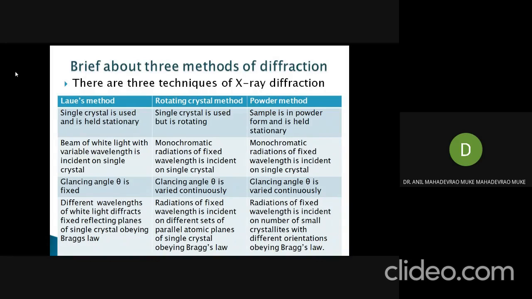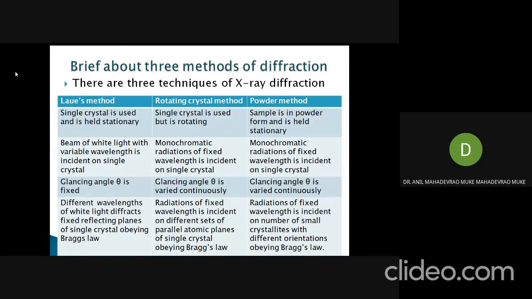But the difference is that when we are using the Laue method, the single crystal is used and is held stationary. Means you don't have to rotate, means the angle will not be changing. Here a single crystal you have to take, and it has to be exposed to X-rays. In the path of the X-ray, we have to keep the single crystal of that material, and you have to hold it stationary. In the rotating crystal method, a single crystal is used, but it is rotating.